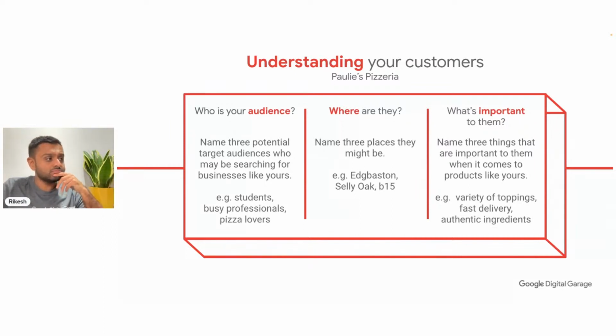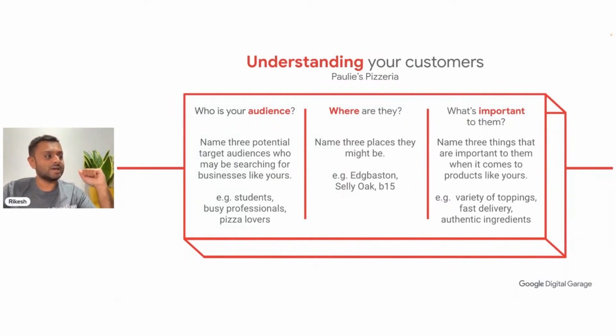Now, where are they? We can name 3 places where they might be. So this is geographical. We've identified here Edgbaston, which is where Paulie's Pizzeria is. If you are a local business, make sure when you're going through this exercise, this step 1, if you are going to be running adverts on search engines, that where your target customers are based is geographically close to where you are based as well.